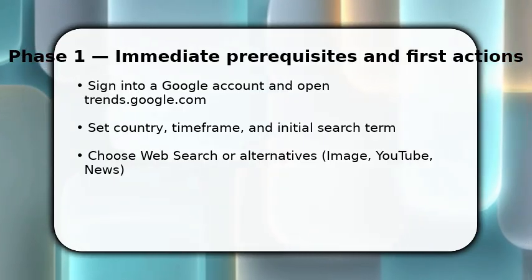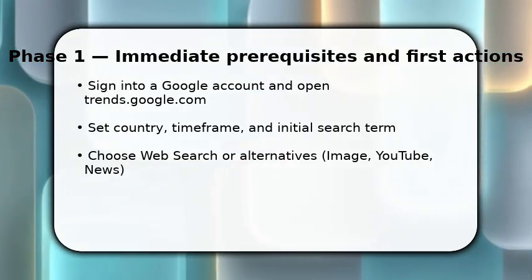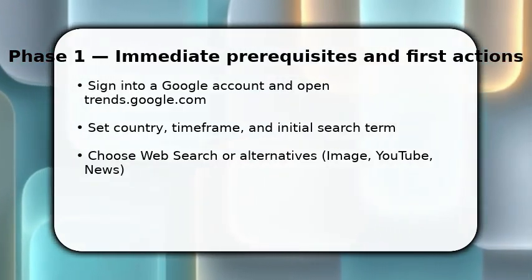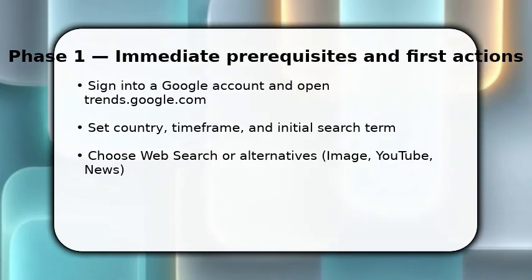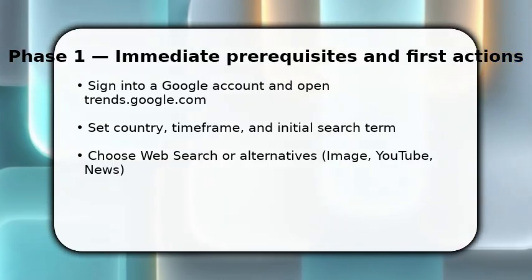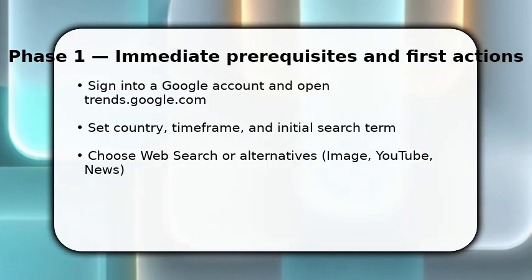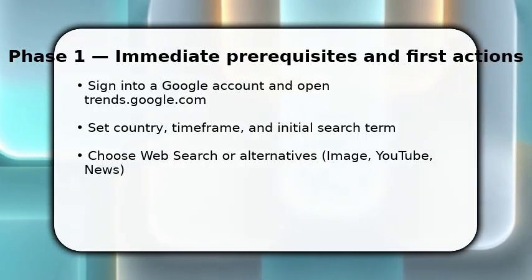Once done, switch the search type from web to YouTube or news to focus intent. Make sure to select a category if your term is ambiguous. That reduces noise. Start with a single term so you can compare later with a clean baseline.